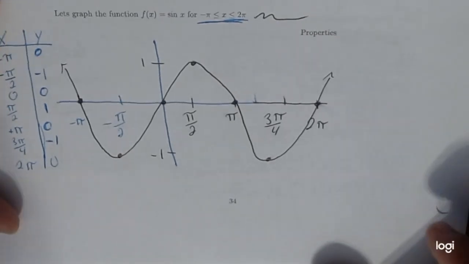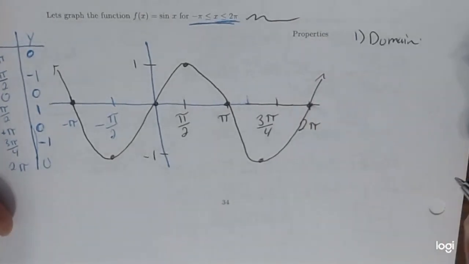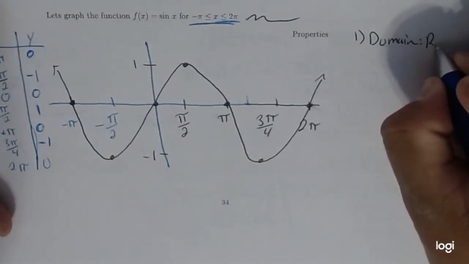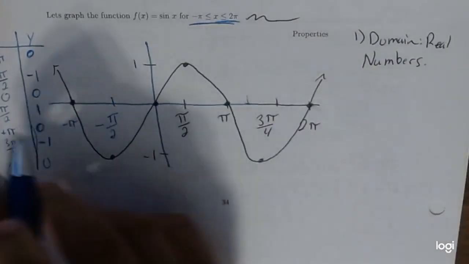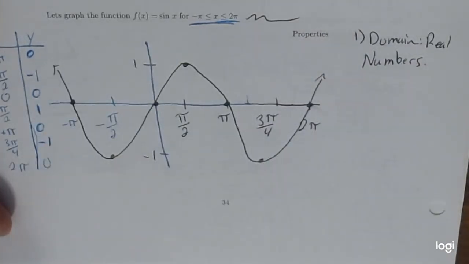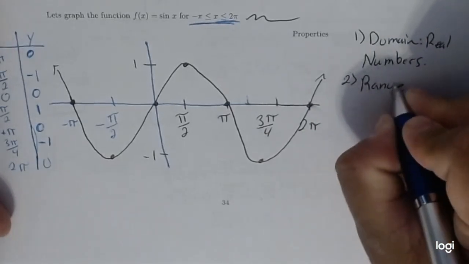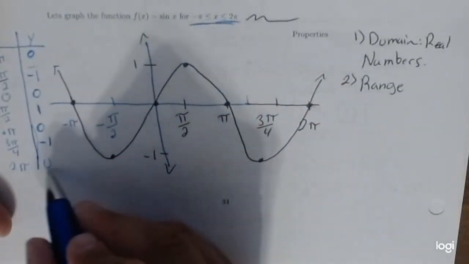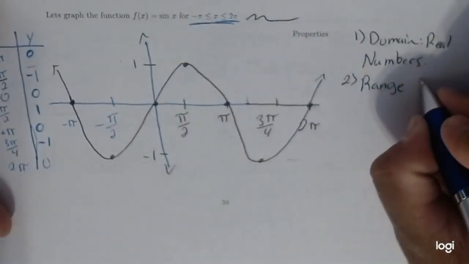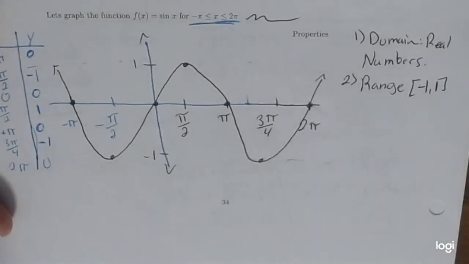Okay. Now, a couple of properties. The first major property is domain. When it comes to the sine function, the domain is all real numbers, because it's the entire set of x values, right? You can plug in any x value, and we're going to get a y value out. When it comes to the range, the range is the y values. It never crosses 1 or negative 1. So the range is from negative 1 to 1, including them. All the numbers between those two numbers work.